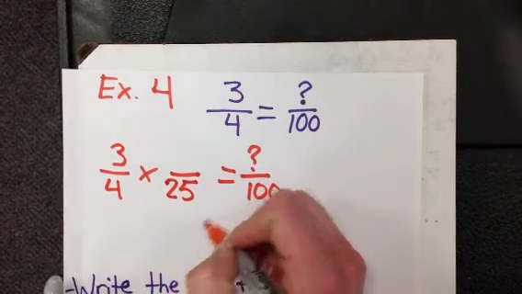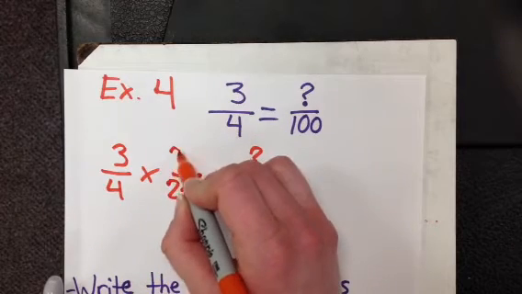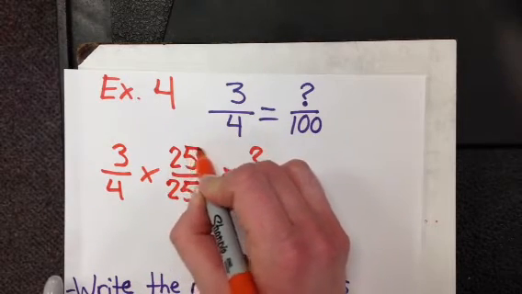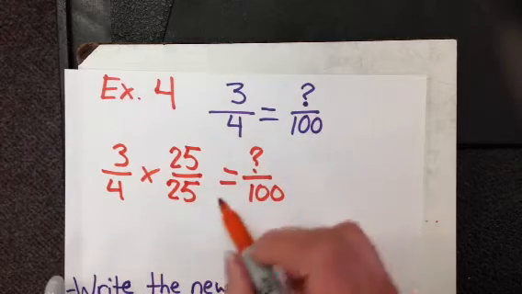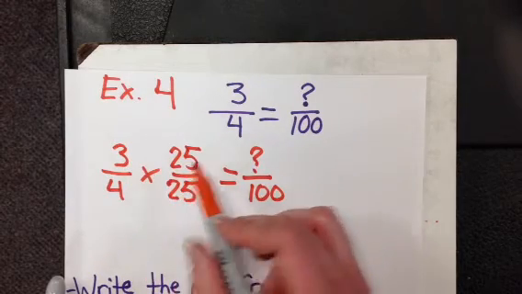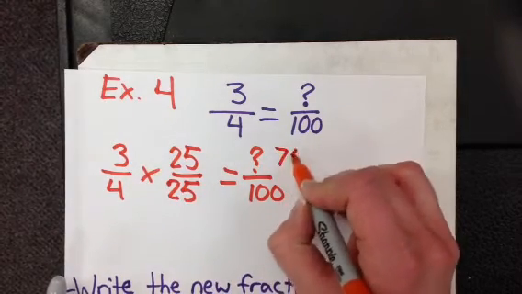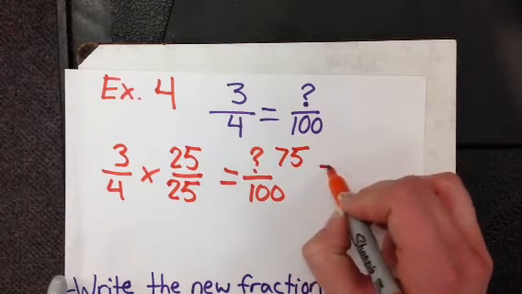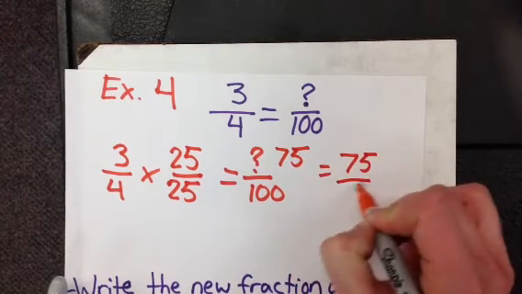4 quarters in a dollar. And what we do to the bottom, we do to the top to make it equivalent. Because 25 over 25 is equal to 1. 3 times 25 is equal to 75. So our fraction is going to be 75 out of 100.